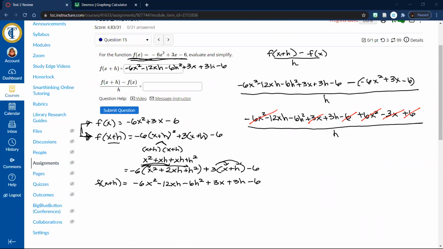And guys, let me tell you, whenever you're doing these, you should always be able to cancel out these last three terms with something from the big one. That is always the case. So if something happens and you can't, then you know you need to maybe go back a step. So what's left over? Negative 12xh minus 6h squared plus 3h, all over h.